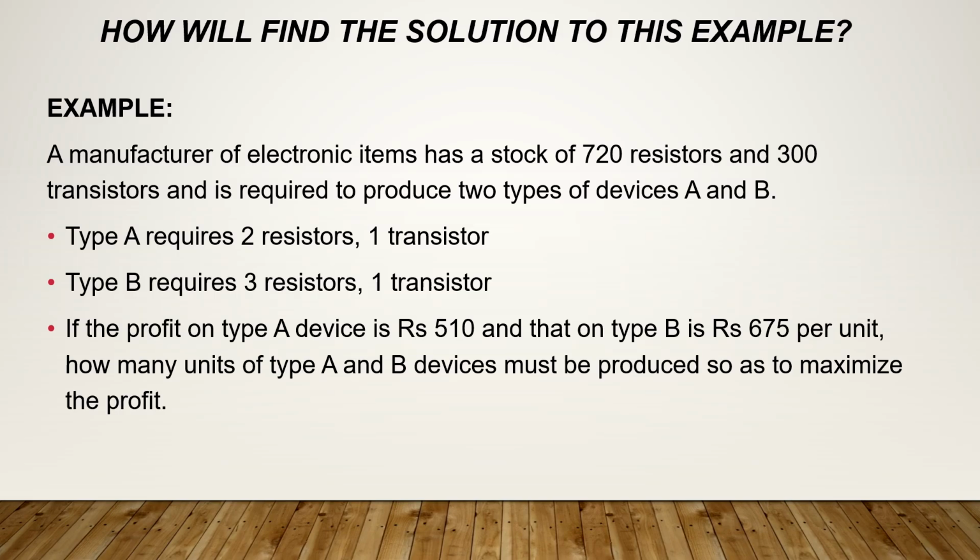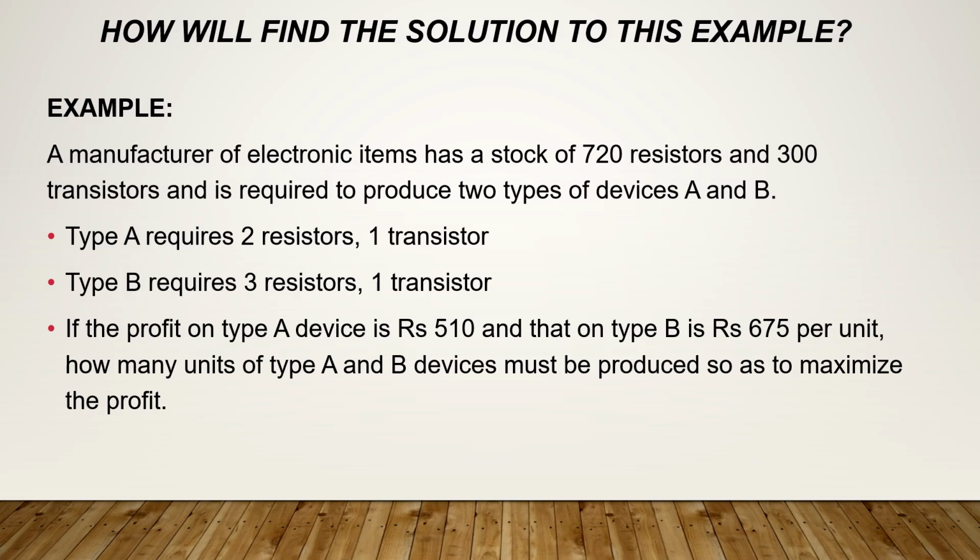It's a relatively new topic and it can be used to solve problems of this type. It has very vast applications. Suppose you want to know that if a manufacturer of electronic items has a stock of say 720 resistors, 300 transistors, and it is required to produce two types of devices A and B. The requirements for both the devices are given, and the profit for both the devices is given.